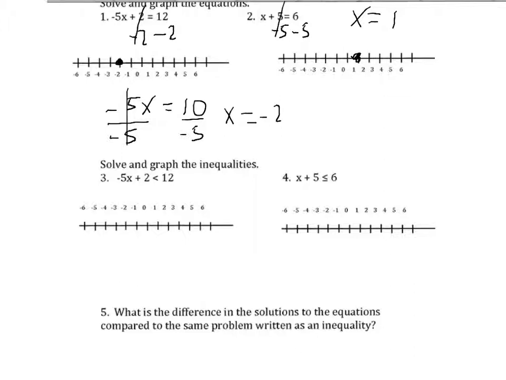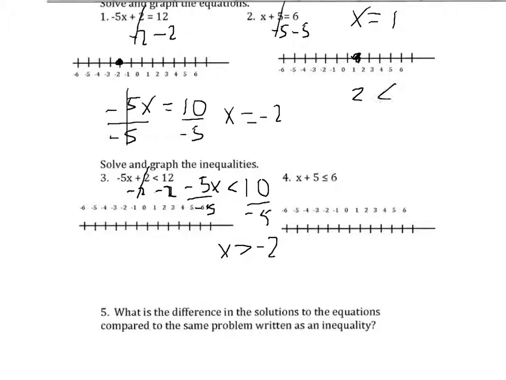And then when we solve the inequalities, you do start off solving them just like equations. Subtract 2 on both sides. And then you have -5x is less than 10. But then when you divide by -5 on both sides, it changes the meaning, so x would be greater than -2. And I show that with a simple example.